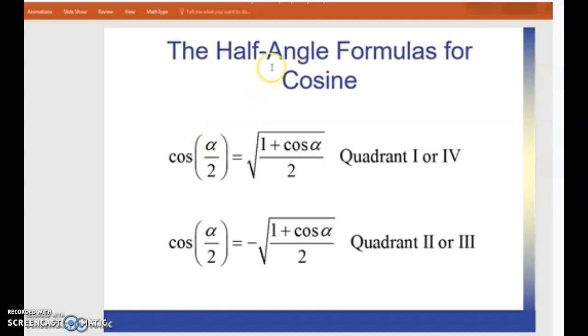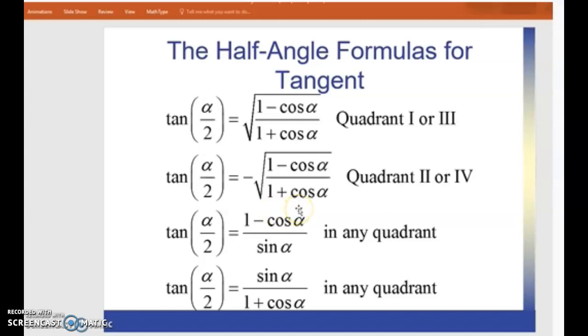We also have the half angle formulas for cosine. Again, please pause the video and copy these as well. All of your double angle and half angle formulas you will be using regularly, especially in this section. And lastly, you have the half angle formulas for tangent. By the way, the formulas in this section, double angle and half angle, are sometimes referred to as identities.